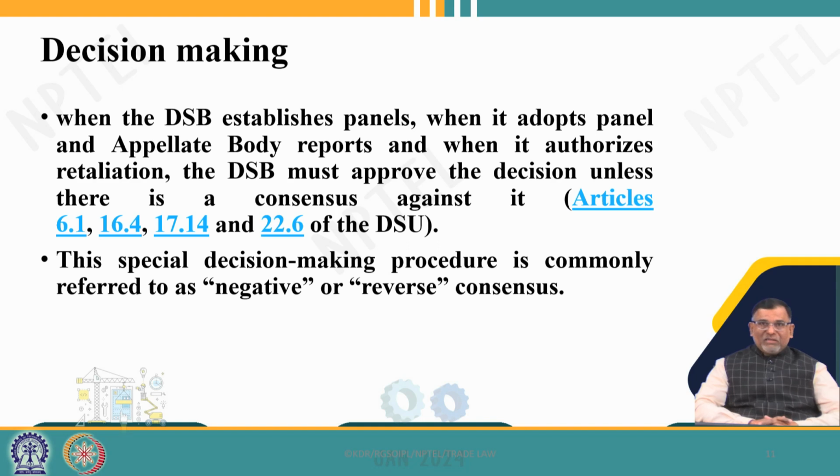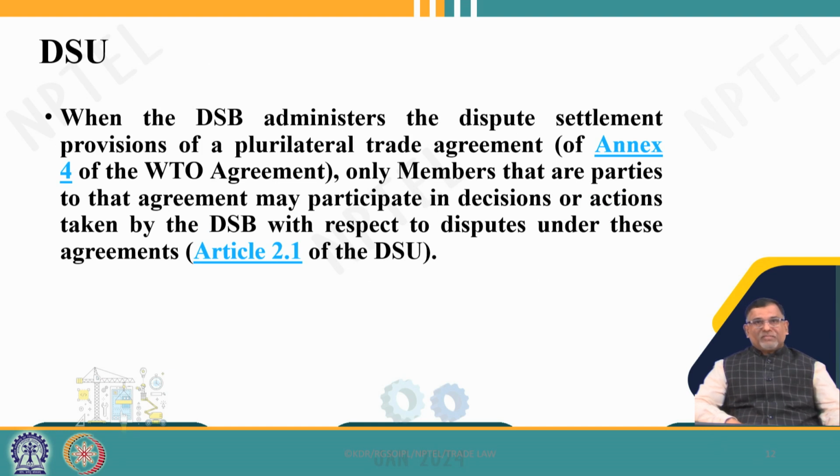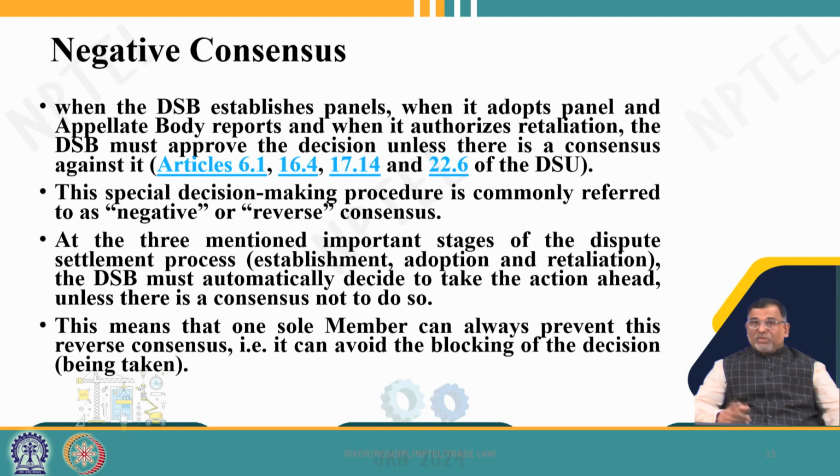The decision making is through the panels, and the DSB authorizes retaliation and approves the decisions. Special decision making procedure is also available, consensus. So, we said negative consensus or reverse consensus process. Otherwise, the reports are automatically adopted. And also you can see that the members participate in the decision making. All the members, the decision is binding on the members. So, we talked about positive consensus of GATT, and negative consensus of WTO. So, the reverse consensus is implemented through the DSU.